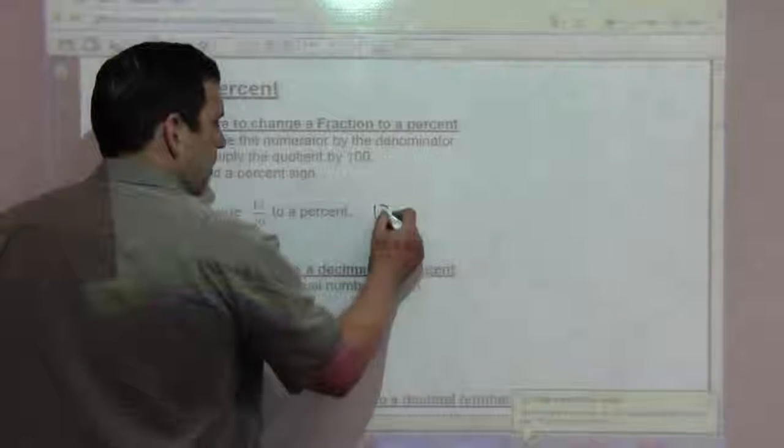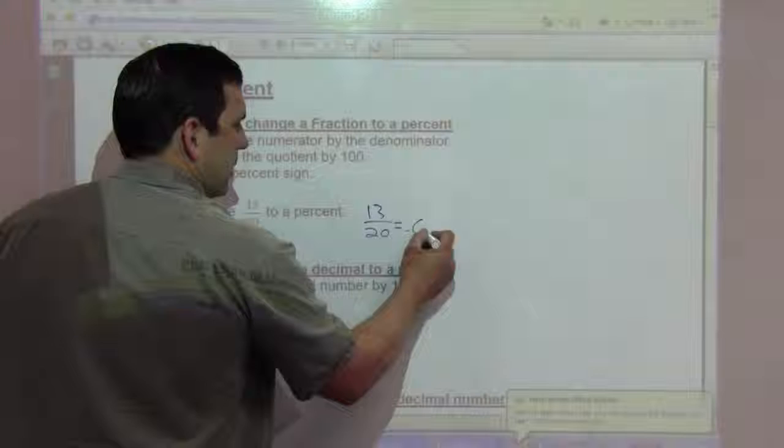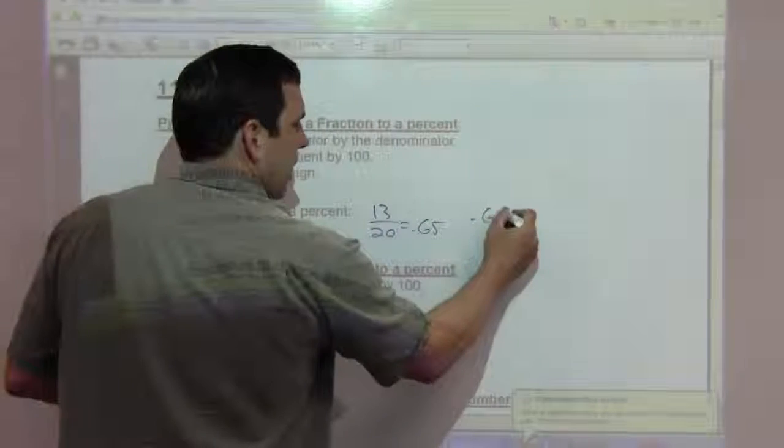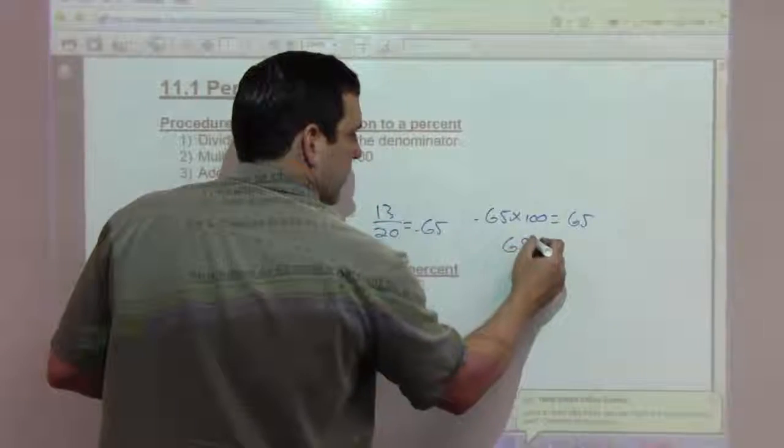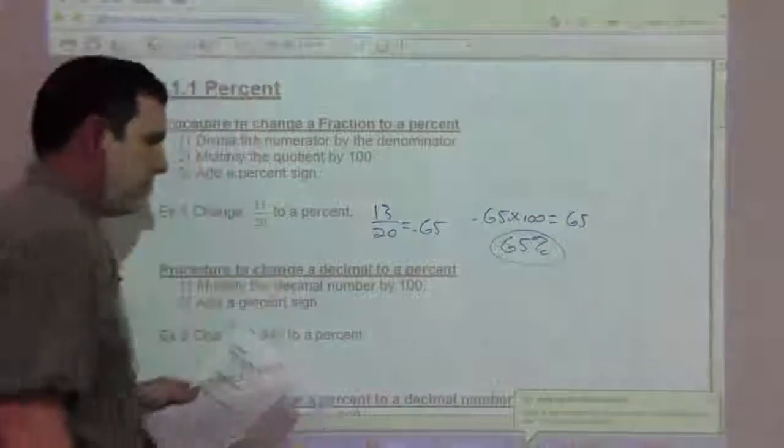Well, 13 divided by 20 is 0.65. So 0.65 times 100 is 65, and we do the percent sign after that. 65%.